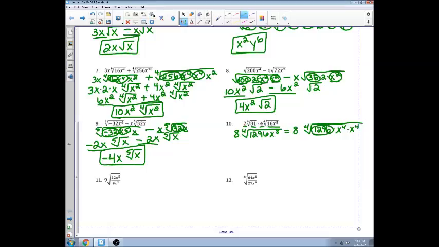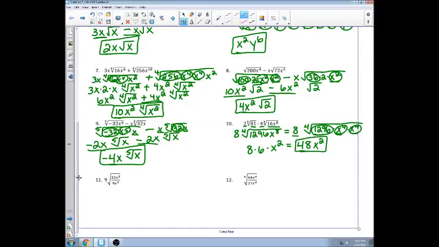So I have a perfect fourth in 1,296. I need to keep my 8 out front. So it'd be 8 times the fourth root of 1,296 is 6. I have 1 x to the fourth, 2 x to the fourth, so times x squared. Now I need to multiply all that together. So 8 times 6 would get me 48x squared.